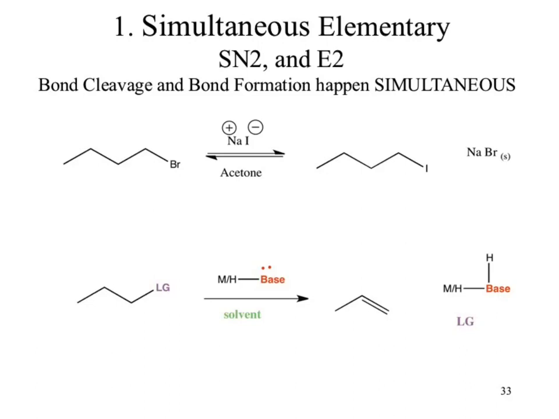So, the simultaneous ones are elementary SN2 and E2. Okay? Both of these are trying to set that up. If we take a look at the SN2, or first off, which of these is substitution, which is elimination? Why is the top one substitution?